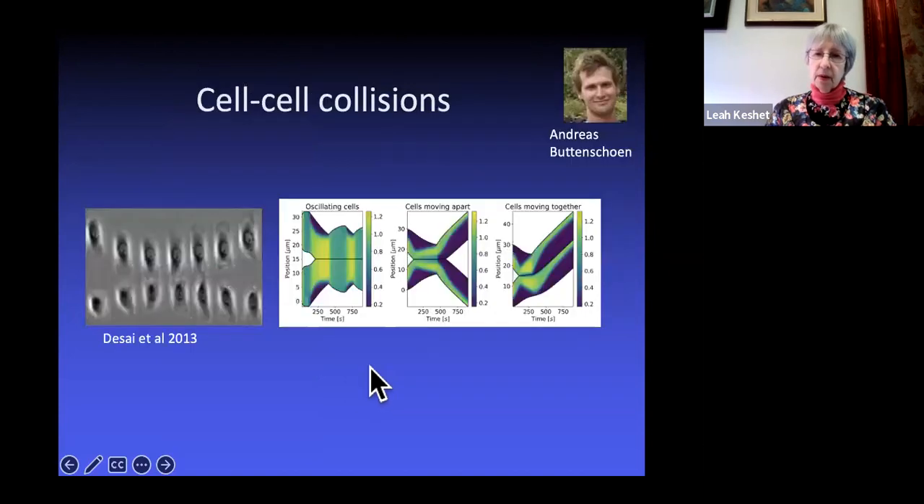So that was something we did recently, and we also applied it to collisions between cells, where here we're seeing the internal pattern and how it changes based on the dynamics of the cell collision.